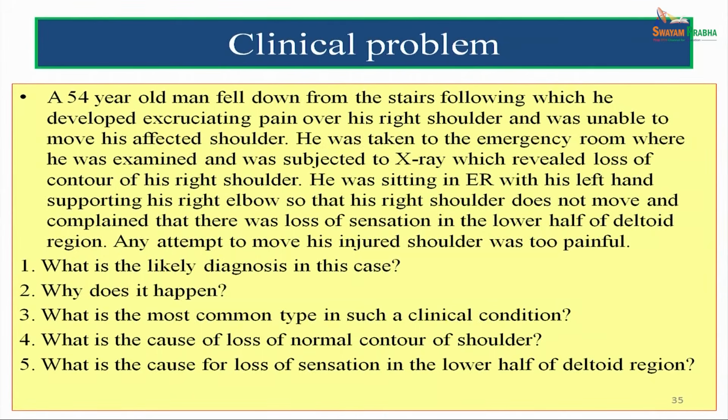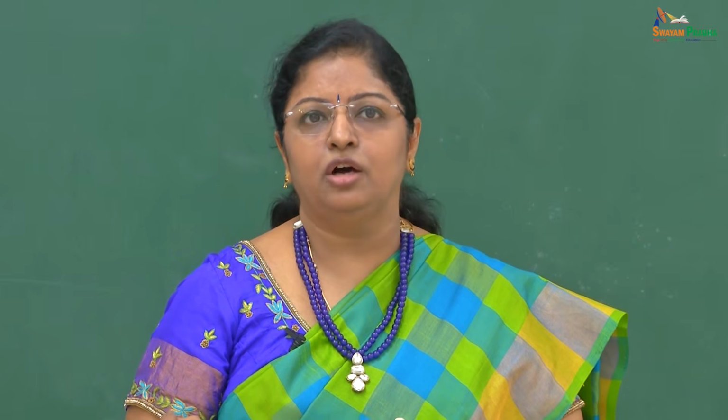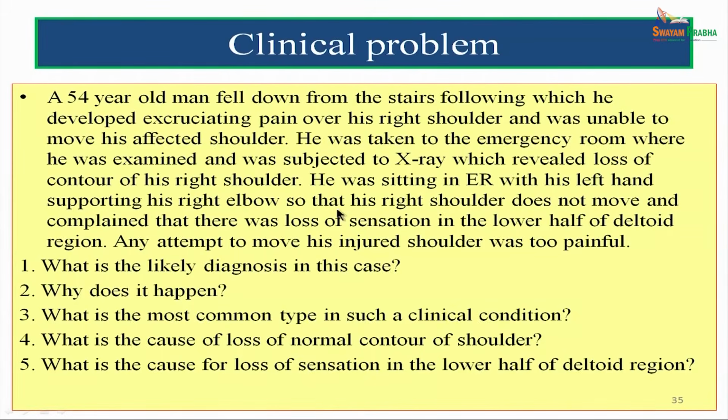What is the cause of loss of normal contour of the shoulder? Since the head of the humerus has slipped out of the joint cavity from the glenoid cavity downwards, the rounded contour of the shoulder has been lost. So, the loss of contour of the shoulder in the clinical case given above indicates that there is a dislocation of the shoulder joint. What is the cause for loss of sensation in the lower half of the deltoid region?